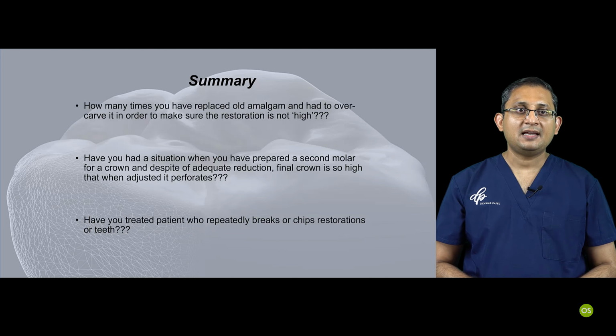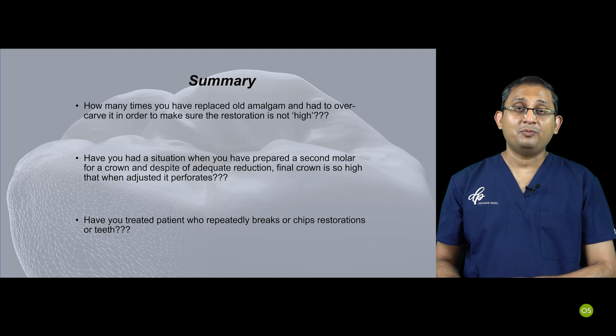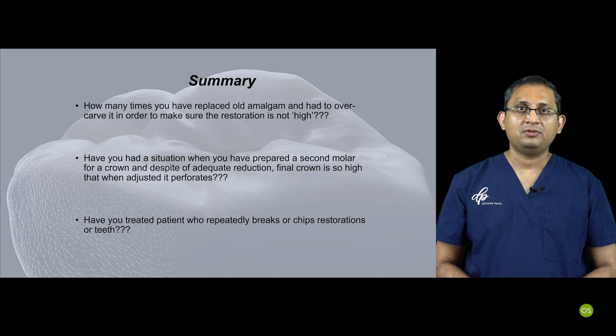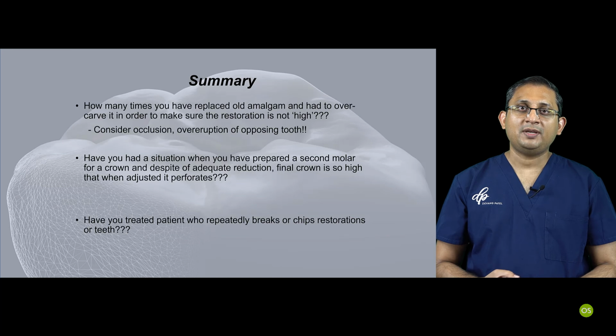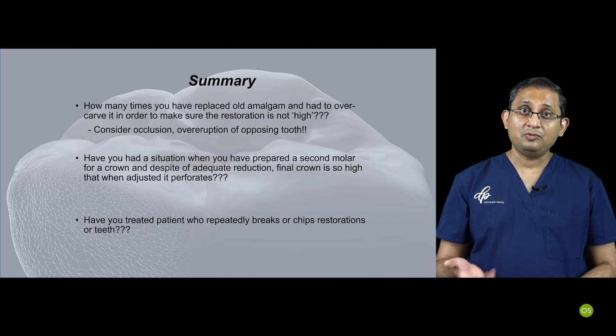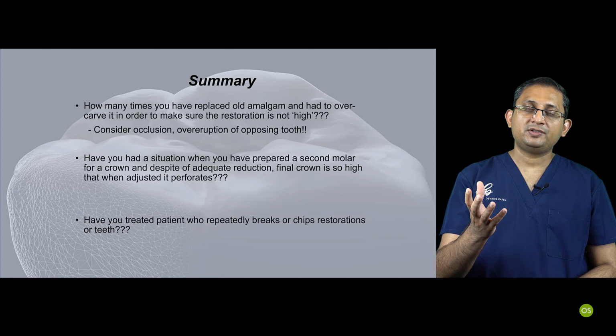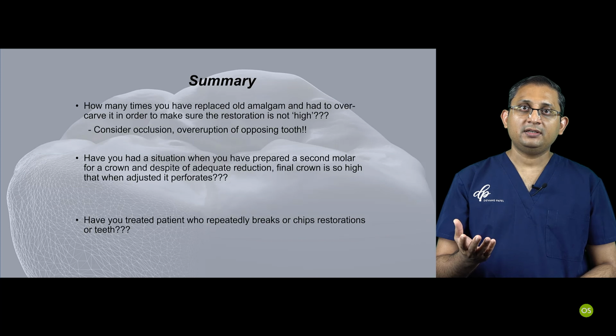One of the questions was how many times you have replaced amalgam with amalgam or a composite. You have to really carve the tooth down in order to make sure that the patient can close their teeth properly. So I hope by now you realize that you need to consider occlusion. Consider that the tooth is in CO, because if it is in CO and you remove that surface, then the jaw goes upwards, reducing the occlusal vertical dimension.